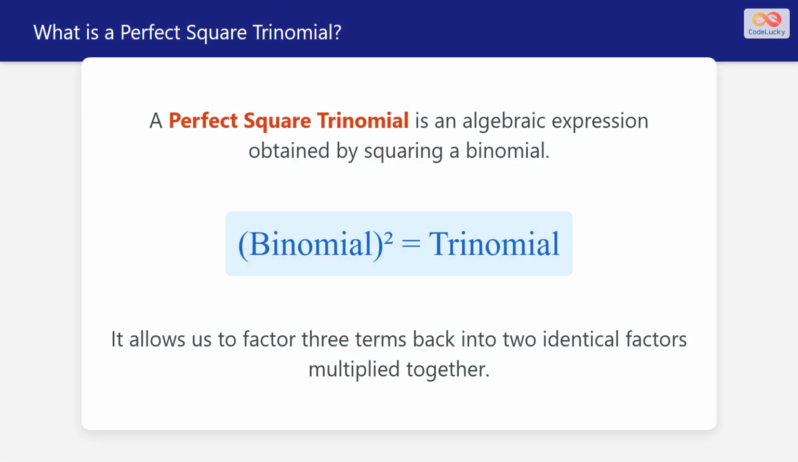First, let's define what we are looking at. A perfect square trinomial is an algebraic expression with three terms that is the result of squaring a binomial. Essentially, it allows us to take a long expression and condense it into two identical factors.